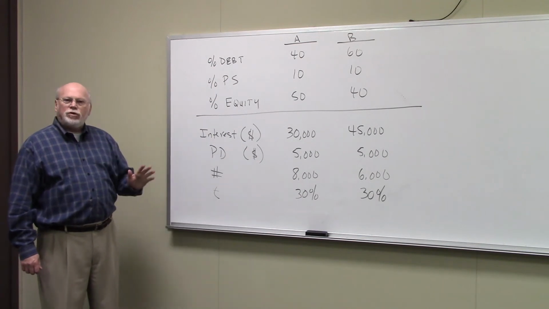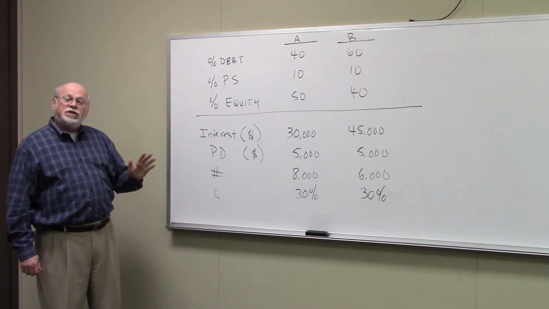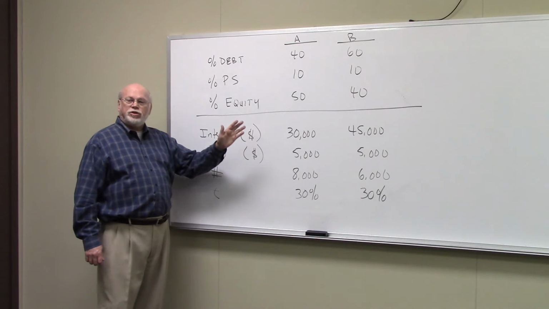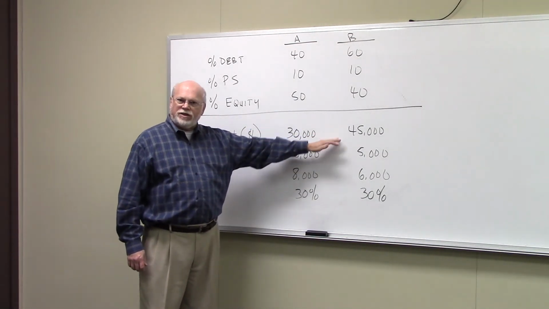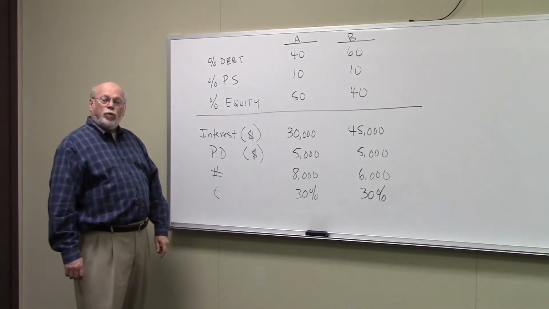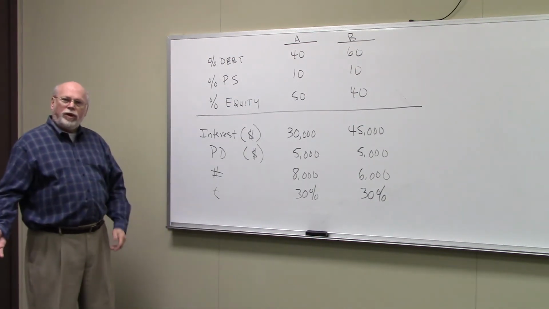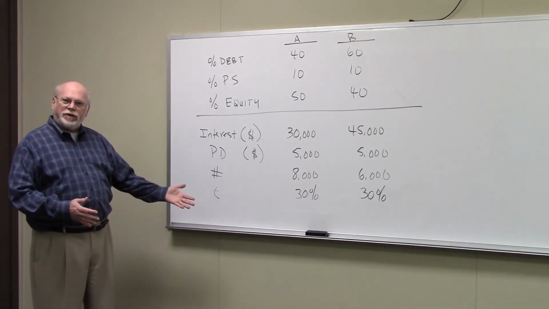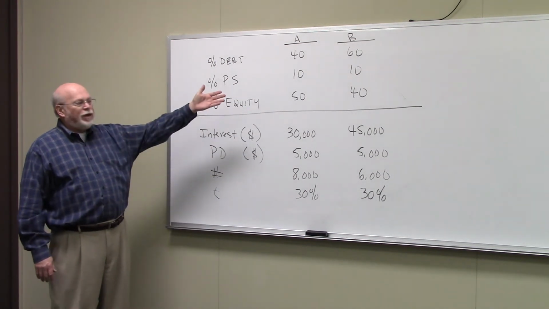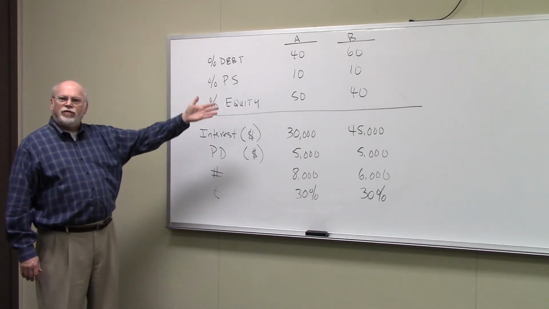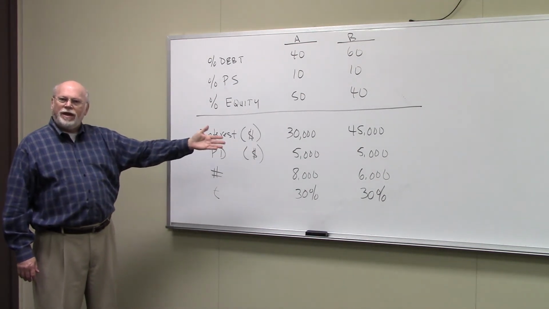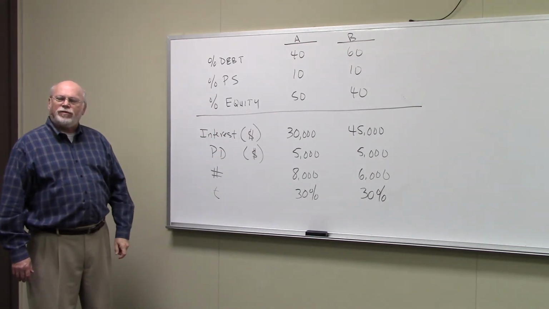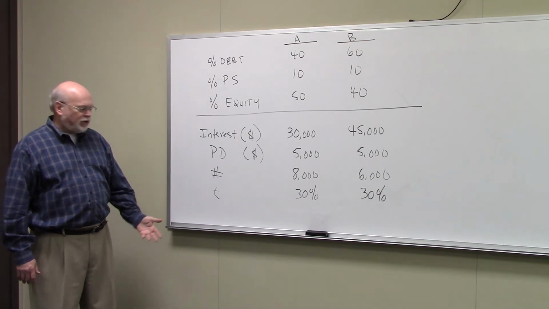If you go with capital structure B, 60% debt, 10% preferred, 40% equity, you're going to have $45,000 in interest. We're using more debt, so what would we have? More interest expense. We're using the same percentage in preferred stock, so we keep the preferred stock dividend the same. We'll pay $5,000 in preferred dividends under either capital structure.